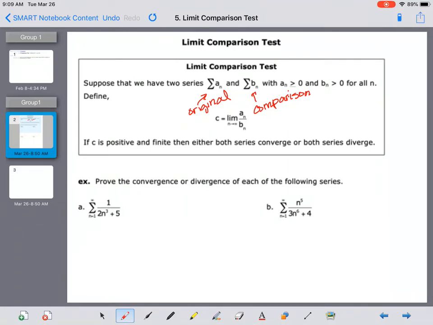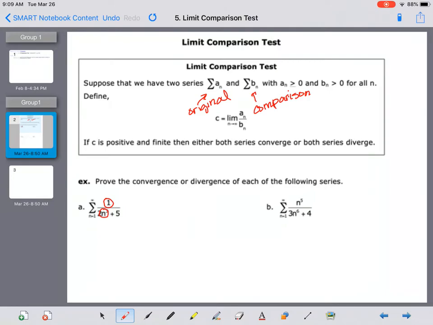So for example, if we look at 8, it says prove the convergence or divergence of each of the following series. So right here, if we think about it, that 1 and that n cubed represent our p series. But that 2 in front and that 5 is what's screwing it up. It's not making 100% p series, so I can't really use a p series test on it. But because it looks like it's almost a p-series, I can use that limit comparison test.